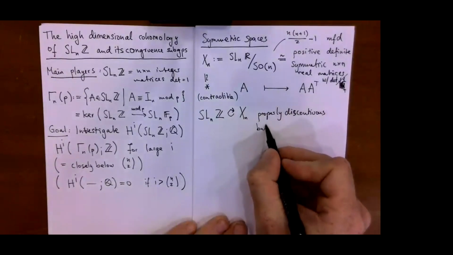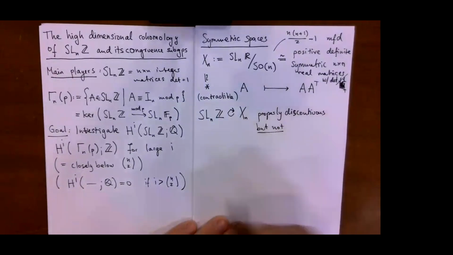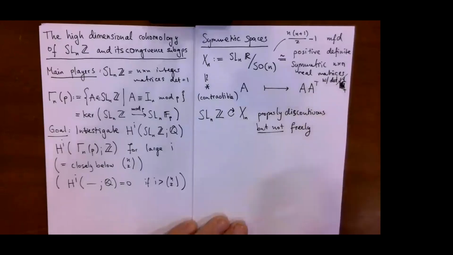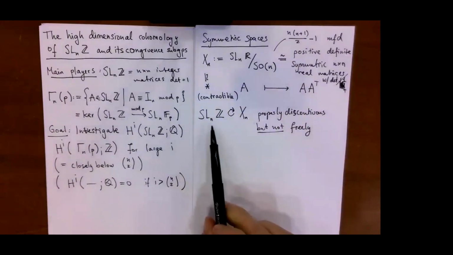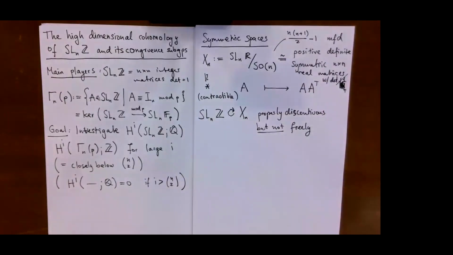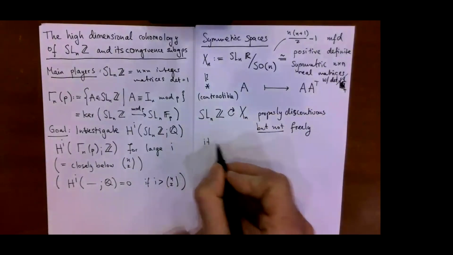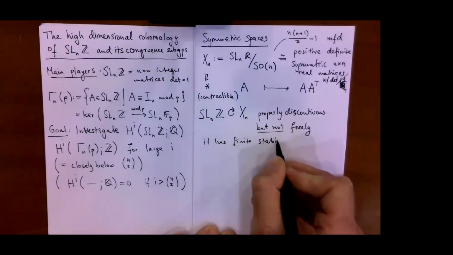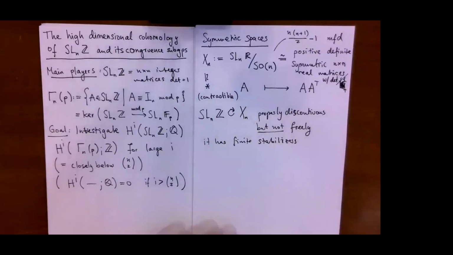But importantly, this action is not free. This is not a space that you can just compute homology with, but because the stabilizers are finite, you can actually compute rational homology with it. Let me say it has finite stabilizers, and that's always been thrown around.